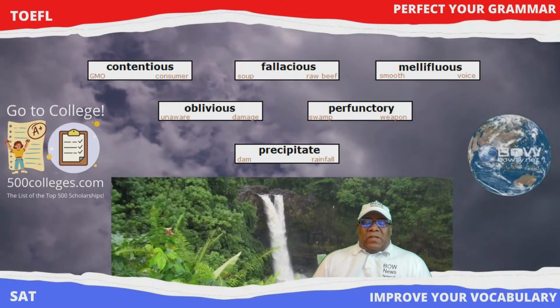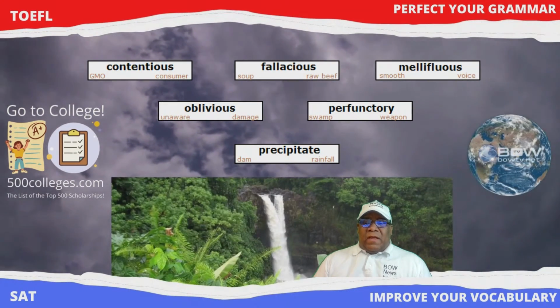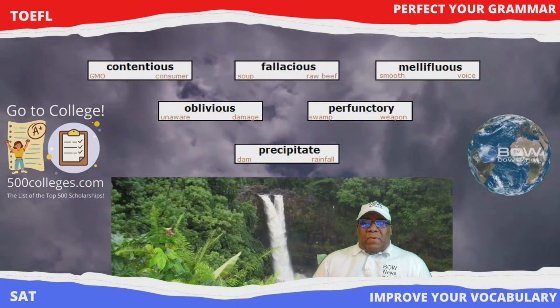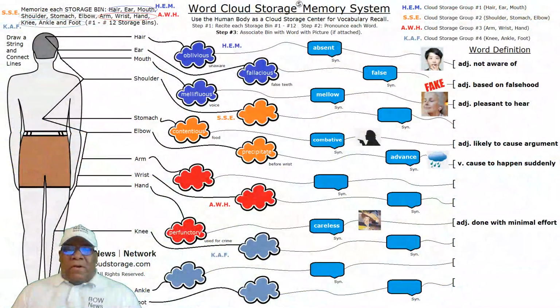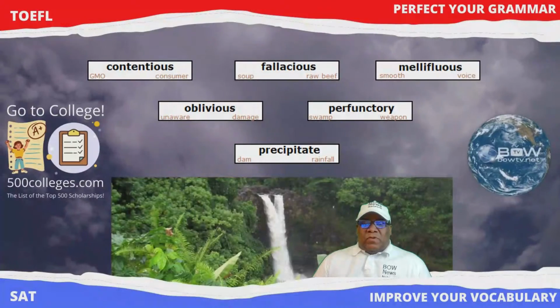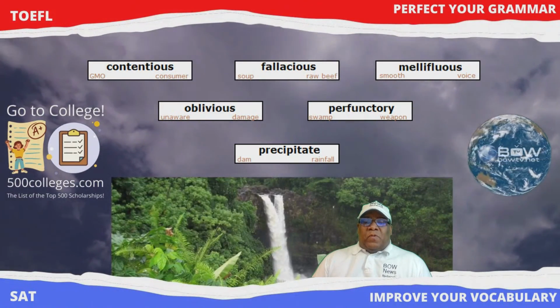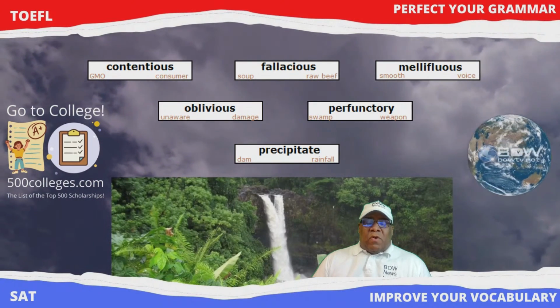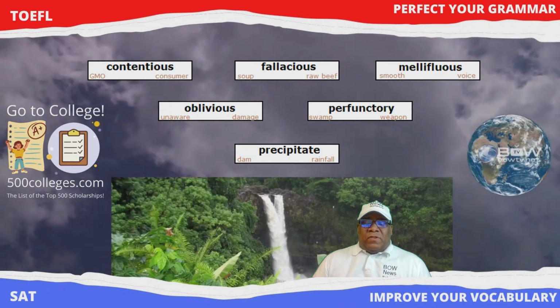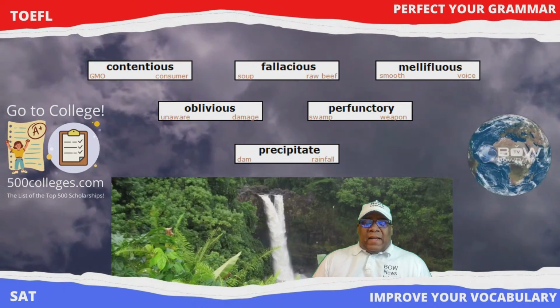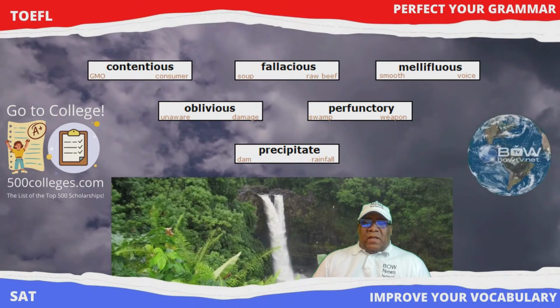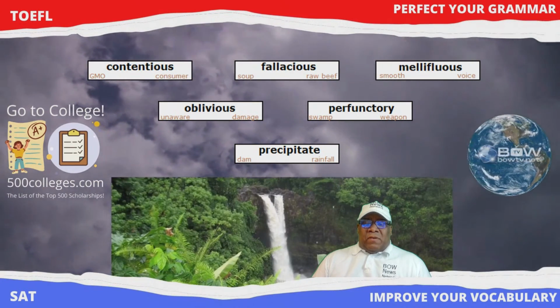We'll take a look at 6 more words, firmly ingraining them in our memory using the latest tools such as our vocabulary keyword system as well as our word cloud storage system, which incorporates storage bins along the human body. We've been using these powerful memory mnemonics throughout the entire course of our Perfect English Grammar series, and the links are in the video description box if you'd like to go ahead and zoom quickly to the volumes and the chapters that are available to you.